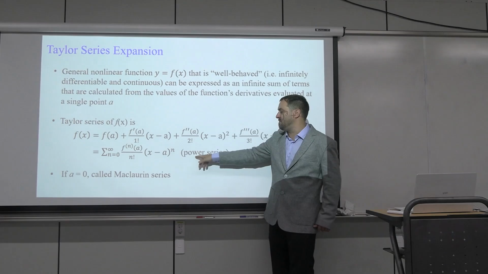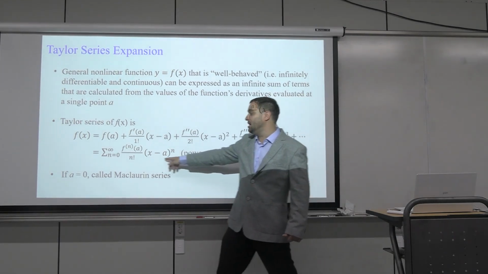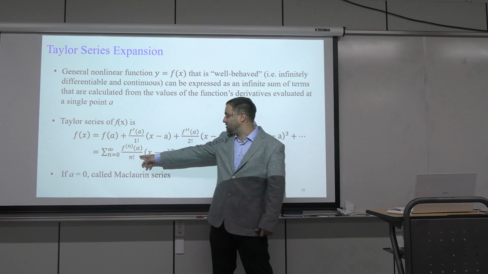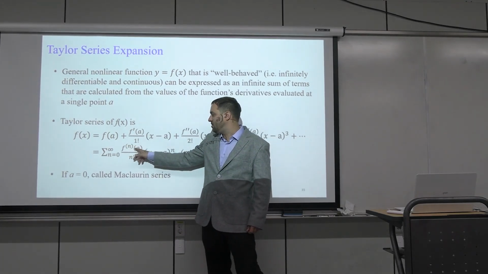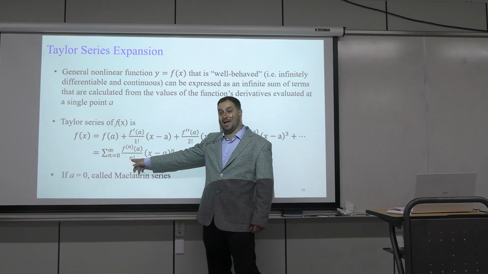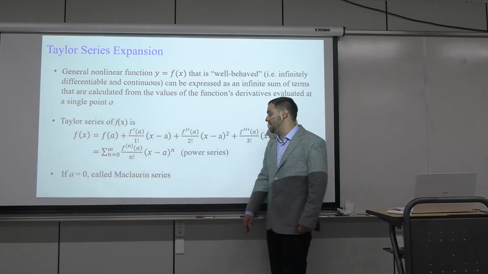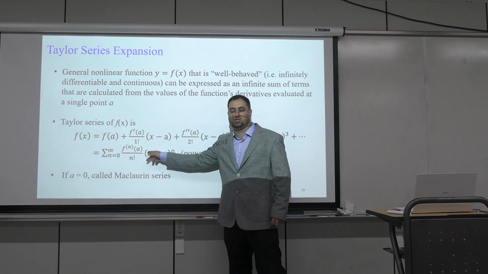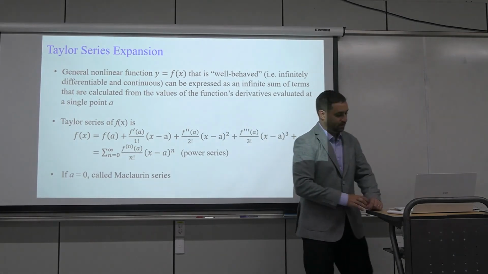So this is actually called a power series. This is the sum from n equals 0 to infinity, and here's the formula: f to the nth power evaluated at a, the nth derivative, divided by n factorial, times x minus a to the n. And so this x minus a to the n is the general form of a polynomial function.